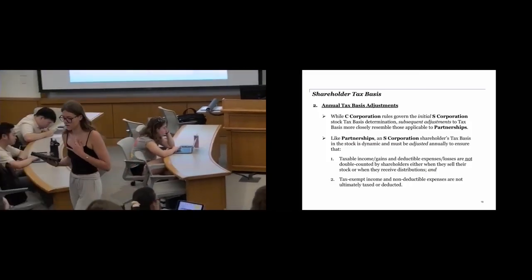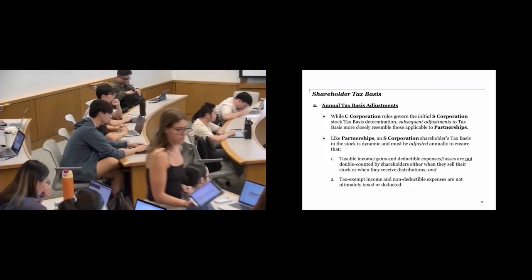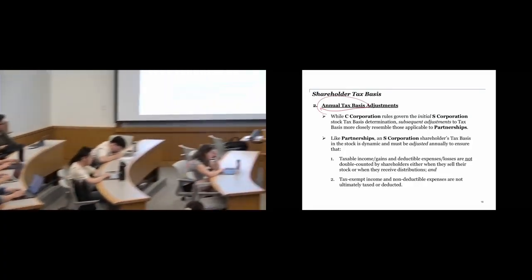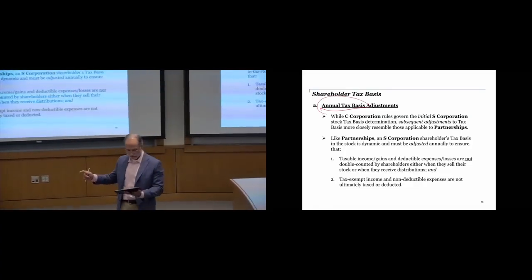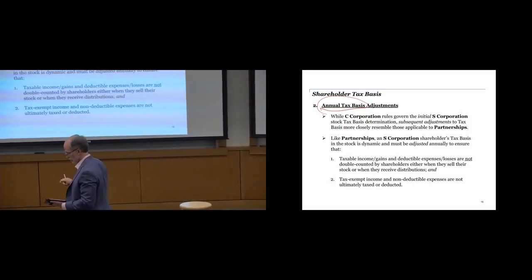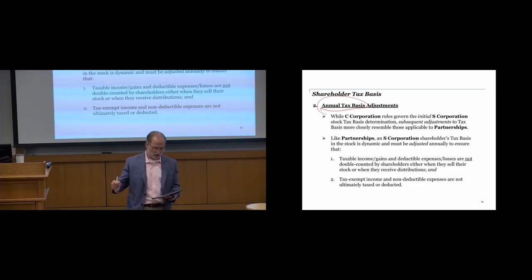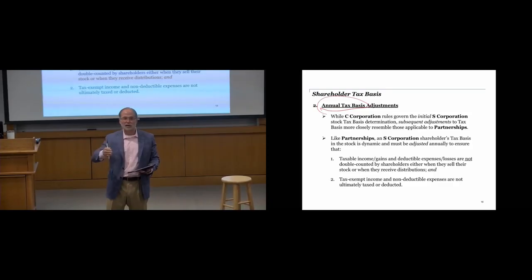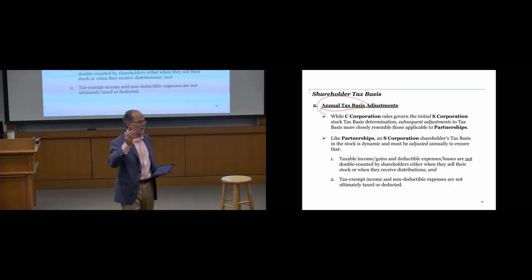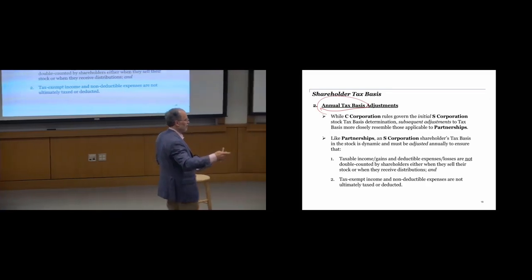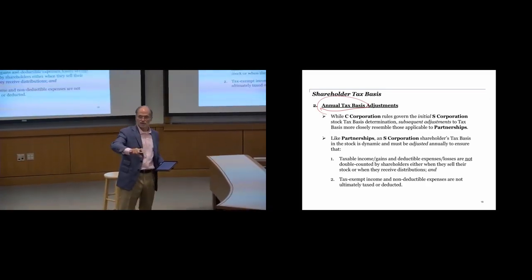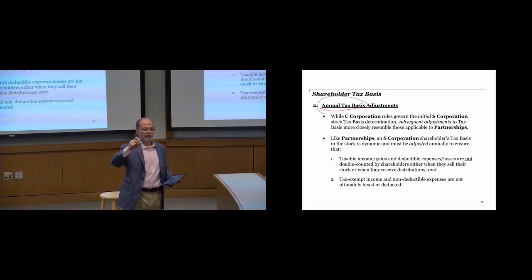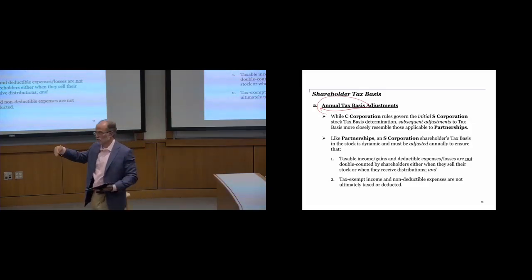Okay. So now we're going to talk about the annual basis adjustments. Now we're going to drift away from the C corporation world. While C corporation rules will govern the initial S corporation stock basis, subsequent adjustments to tax basis more closely resemble those applicable to partnerships, right? I don't do anything with my basis in a C corporation. It doesn't matter if the corporation makes money, loses money, distributes to me or not. My basis doesn't change, but for if they make a distribution in excess of E&P, then I might reduce, right, my second tranche of the distribution using my basis.